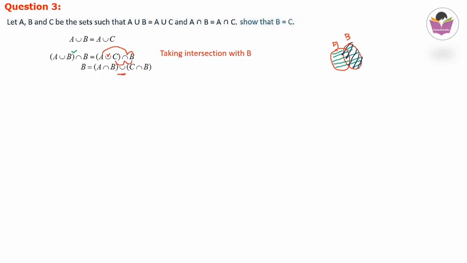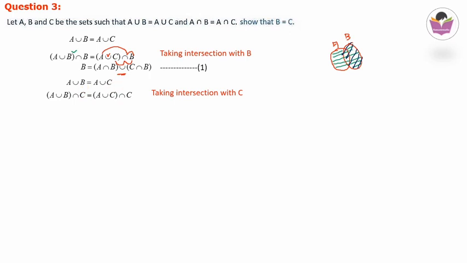Okay, then let's label it as equation number 1. Again I will take the same condition, that is A union B equal to A union C. When I take A union B is equal to A union C, here I have taken intersection with B. Now I will take intersection with C, because I need B is equal to C. First B we have taken, and next C I will be taking. So in taking intersection with C, A union B intersection C is equal to A union C intersection C. Just taking intersection C on the left and right.